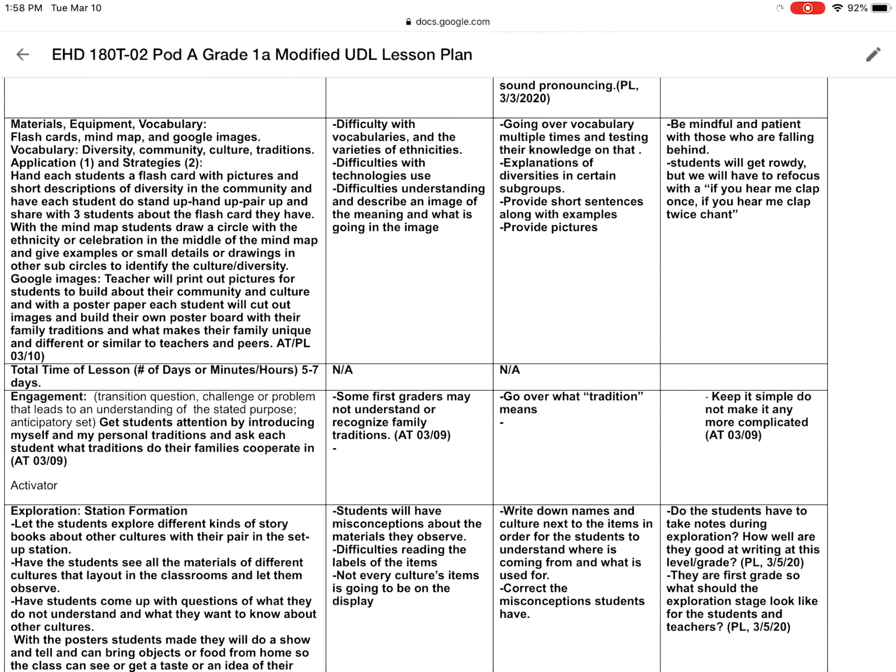For the mind map, students will draw one big circle in the middle and write down what was on their flashcard, and then little sub-circles, and write down small details or drawings that go with that.